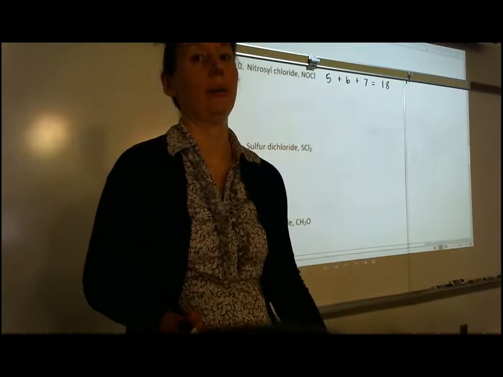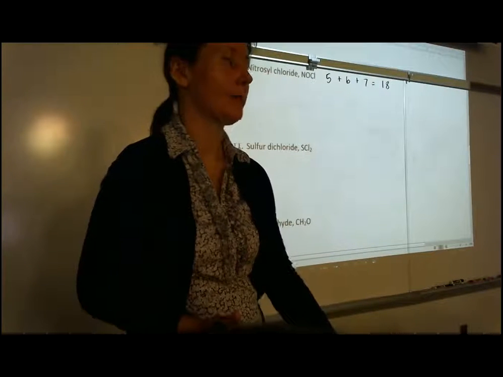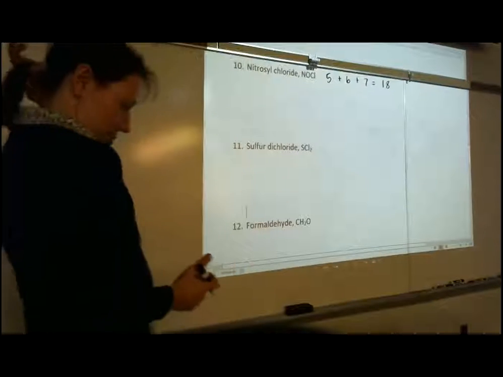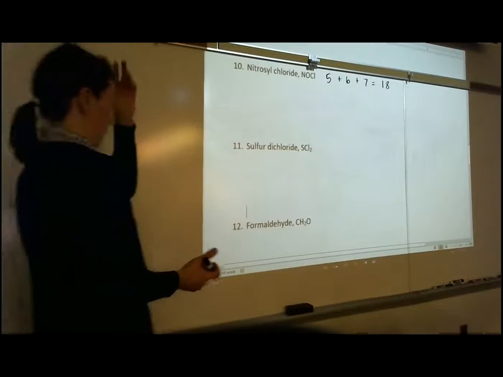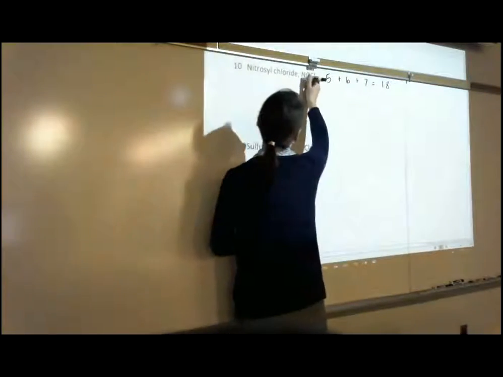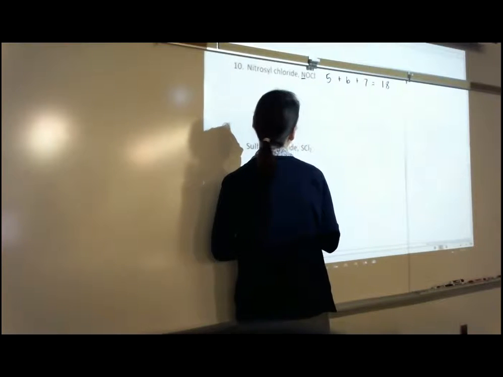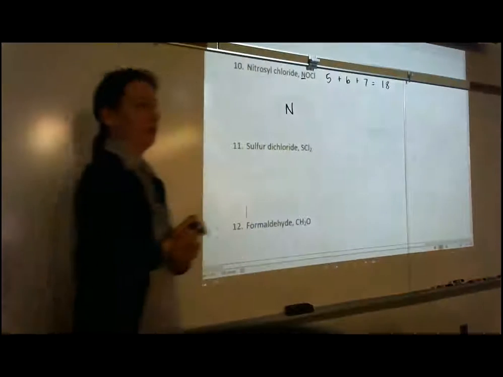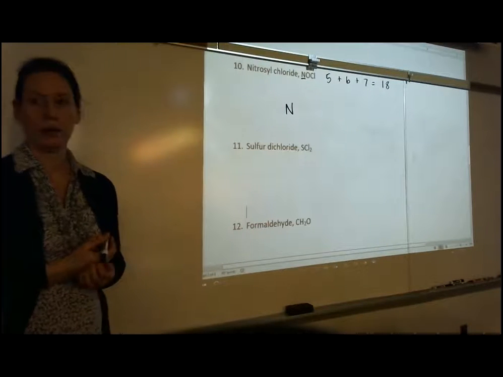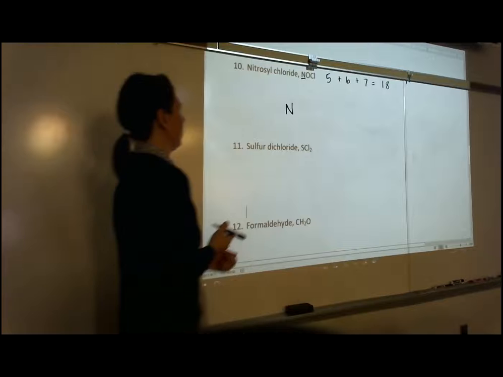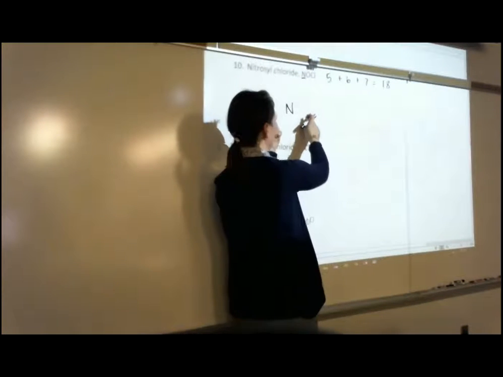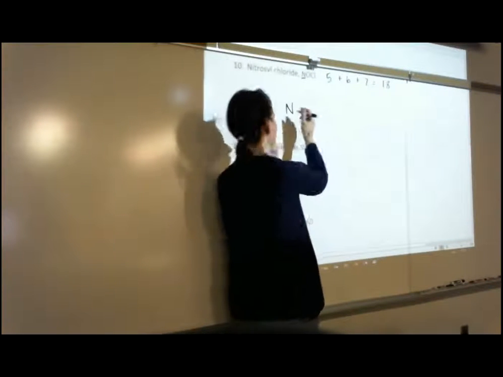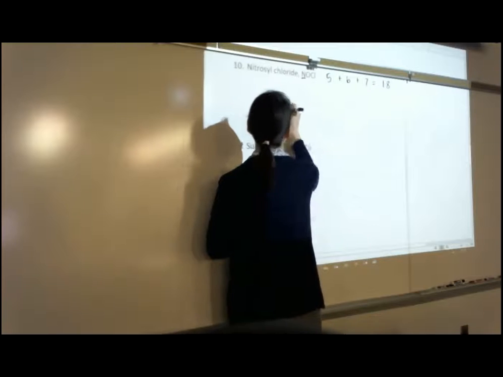Who's the central atom? Why is nitrogen the central atom? It's the least electronegative, right? This one is least electronegative. So it goes in the center. And then what? Form single bonds. Does it matter if O is on the left or O is on the right? No. So you can put those in any order you want.